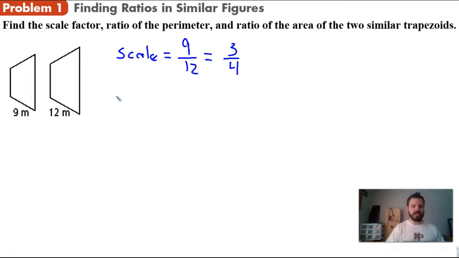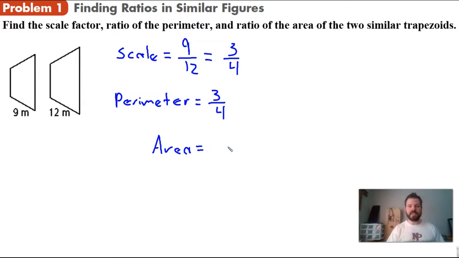Okay, the perimeter ratio is just the same as the scale factor, 3/4. So when I say the scale factor of these 2 similar figures is 3 to 4, that means their perimeters are in the ratio of 3 to 4 as well. Okay, the area is not going to be the same. What the area is going to be is that scale factor, 3/4 squared. All right, so in other words, 9/16.